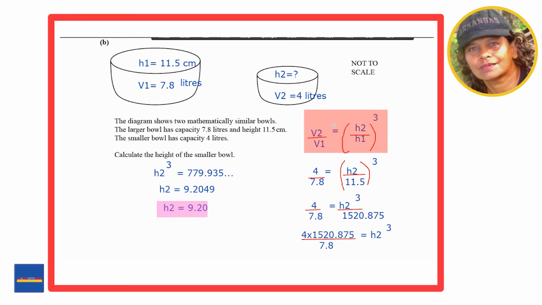We simply substitute in this equation to get 4 over 7.8 equals (H2 over 11.5) cubed. We end up cubing 11.5, and we cross multiply, and we end up with H2 cubed is 9.2049, and we take the cube root of it, and we get H2 is equal to, the height of the smaller ball is 9.2.